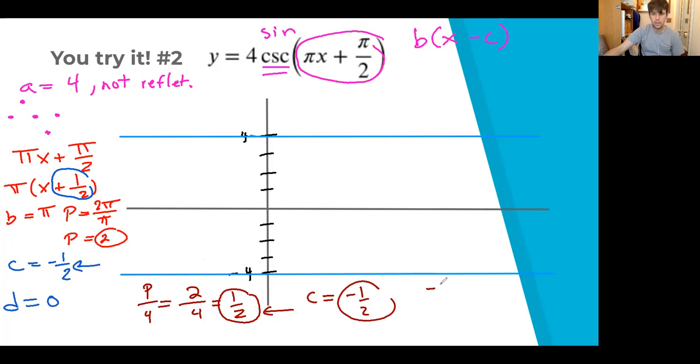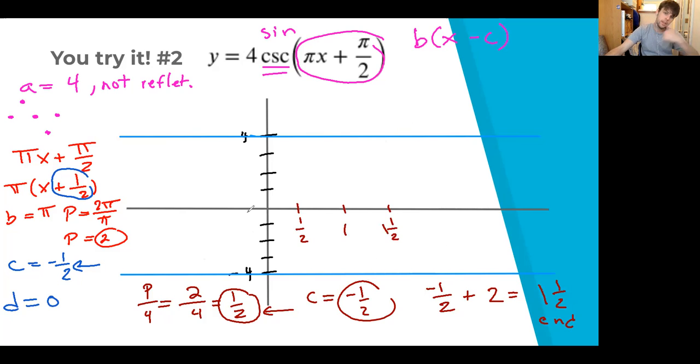So if we start at negative 1/2 and we add our period, negative 1/2 plus 2 is actually positive 1.5. So this is going to be our end. Okay, so let's scale that out on here. We're counting by halves. We're going to end at 1.5. So we have 1/2, we have 1, and then we have 1.5, however we want to represent that.